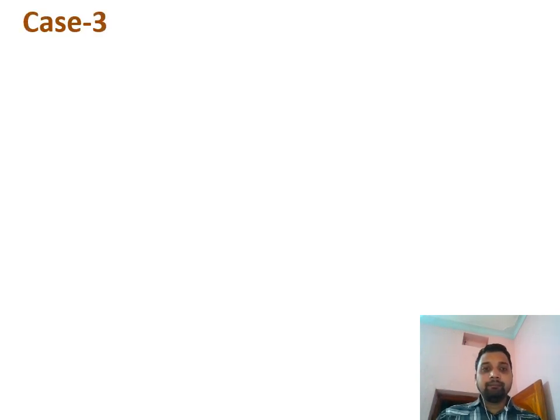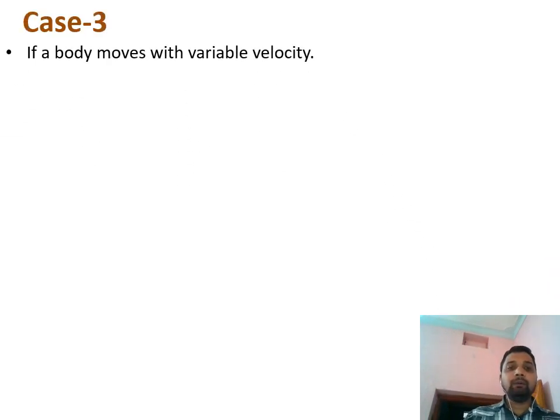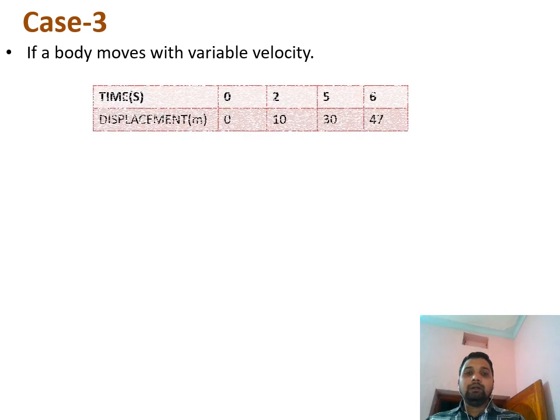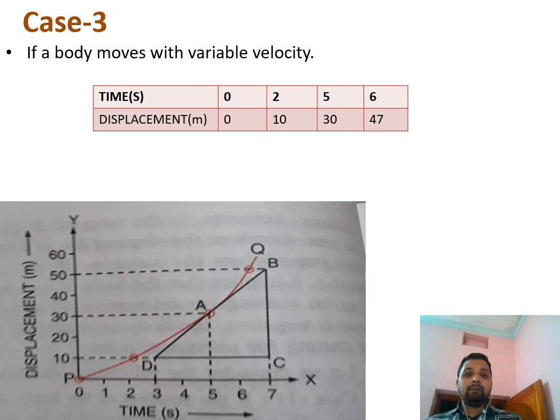In case 3, we will get a graph when a body is moved with a variable velocity, means unequal change of displacement in equal intervals of time. So here it is given to us a data where displacement and time are both changing but not in equal amounts. So in this type of graph, to find the slope, we have to take a tangent.